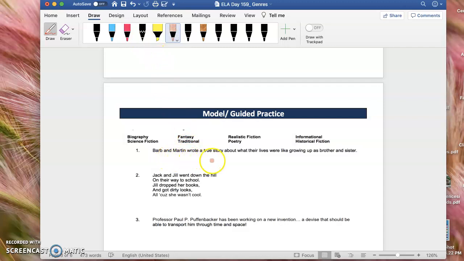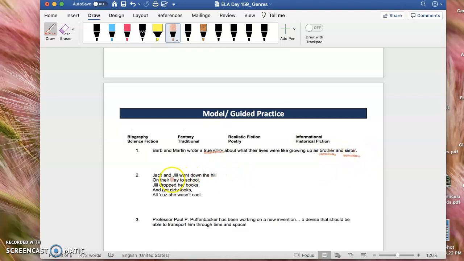Barb and Martin wrote a true story about what their lives were like growing up as brother and sister. And so first of all, it says that they wrote a true story, right? They wrote the true story themselves about growing up as brother and sister. Okay. We can actually skip this one and we can go back.